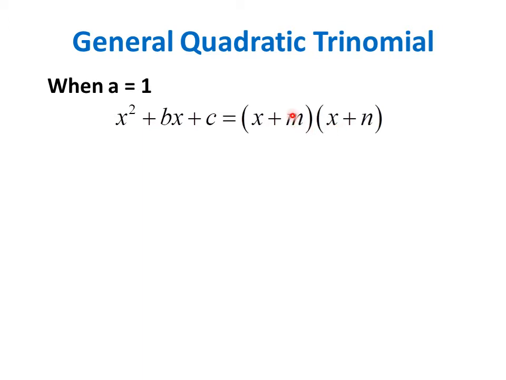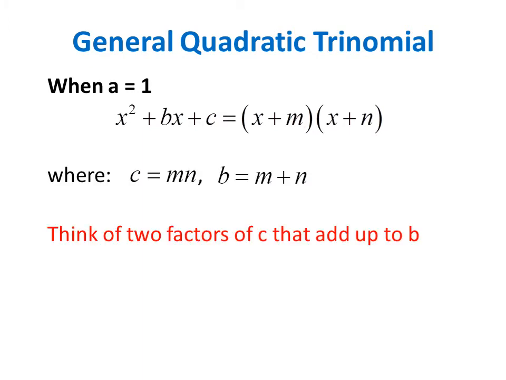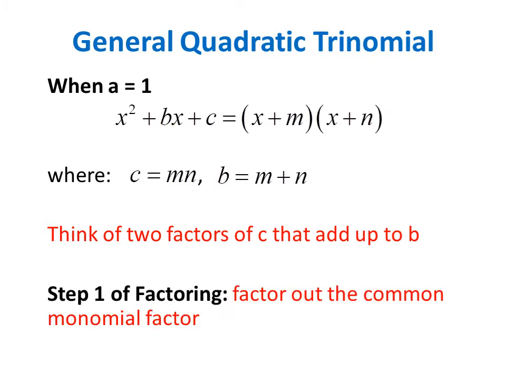Then we have to find two numbers m and n. How do we do that? We have to think of two factors of c, the third term, that add up to b. So if we add the two numbers, it should be equal to the coefficient of x. Again, if we multiply the two numbers m and n, we should get c, the third term. And if we add them up, we should get the coefficient b of the second term.